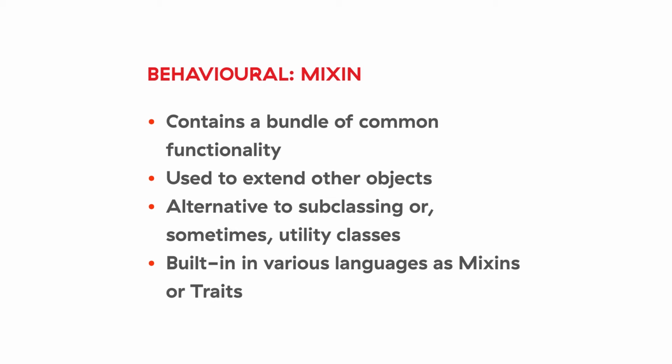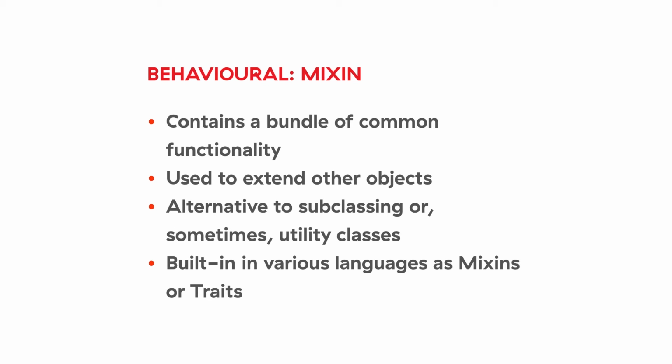And finally, the last pattern I'll be covering today is a very useful one called a mixin. So what is a mixin? It's a bundle of some common functionality, like you might find in a util library. But instead of using it directly, you extend other objects with it. It's, again, an alternative to subclassing or utility classes or even decorating in some cases. And in many languages, it's built in. It's usually called either a mixin or a trait or something similar.